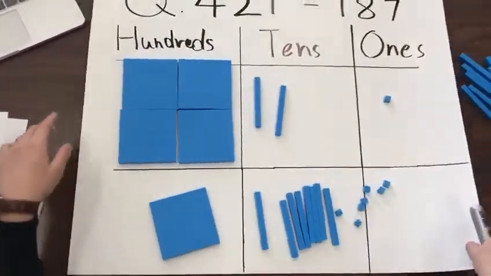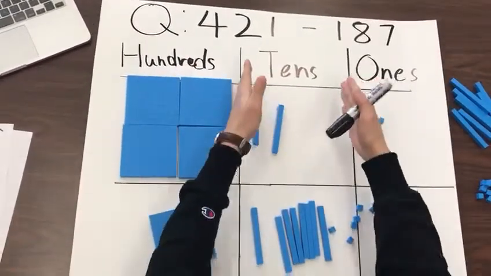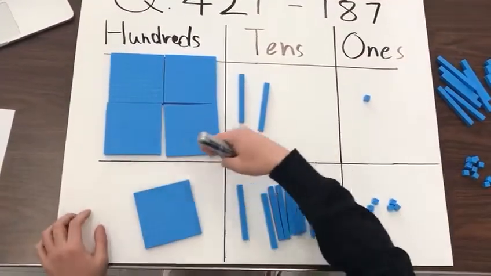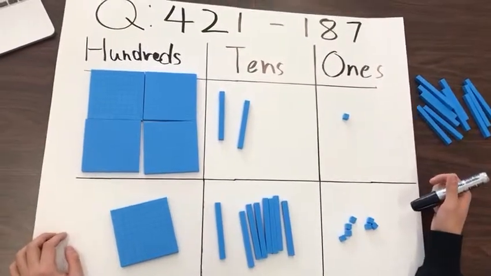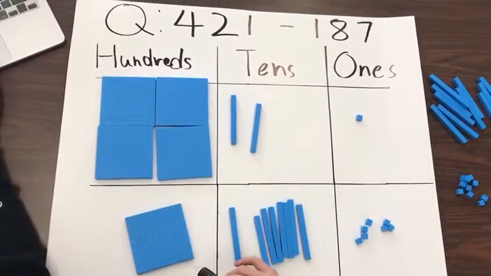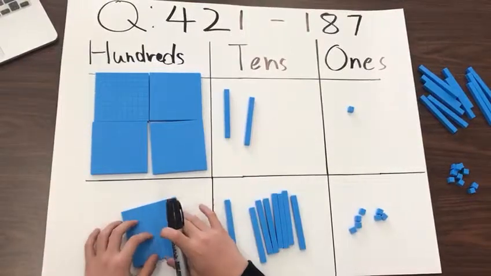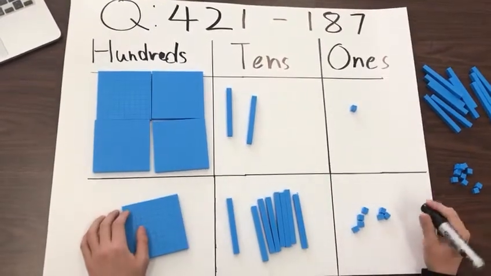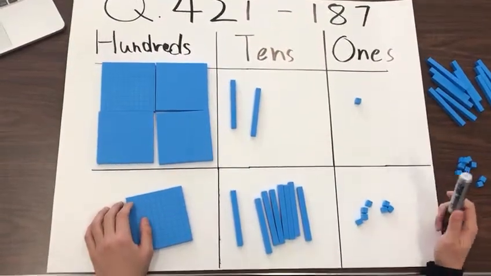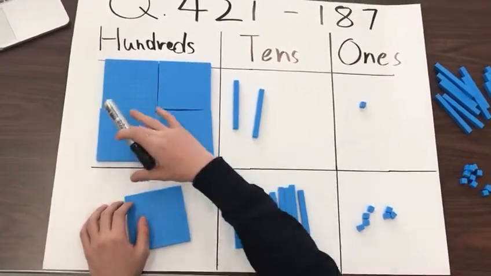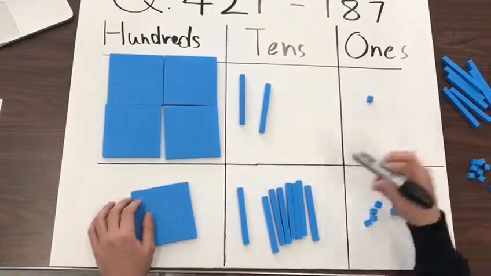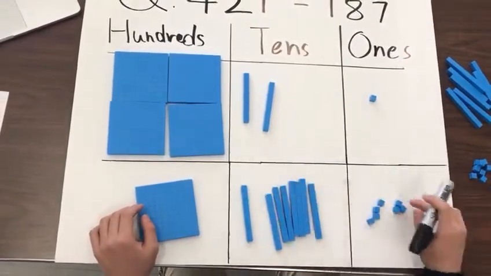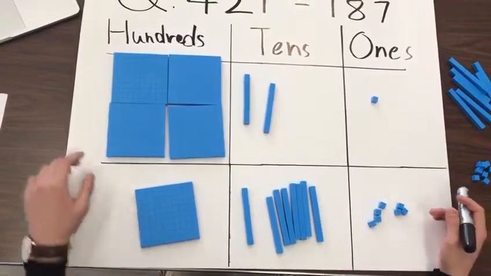We have the 100 columns, the 10 columns, and the ones columns. The upper part here is the minuend, which is 421, and the bottom part here is the subtrahend, which is 187. One of the most important things we have to know about subtraction is we have to make the base 10 blocks above the line greater than or equal to the blocks below the line, so that they can cancel each other out, and we are left with the difference.